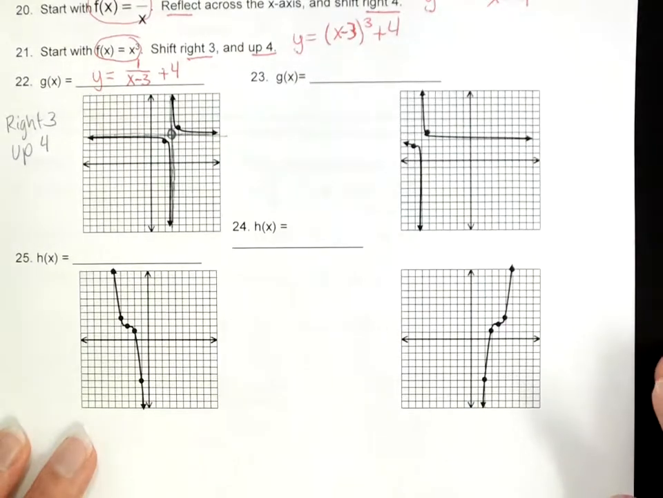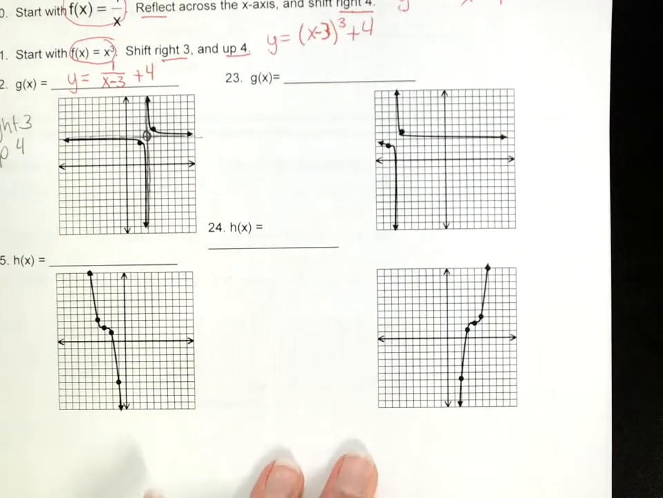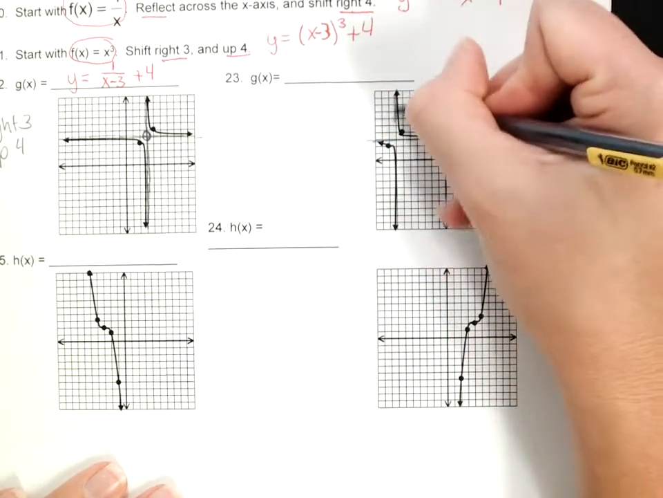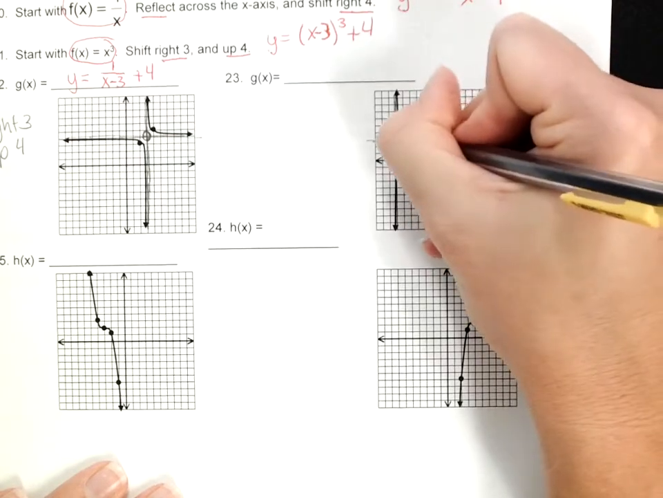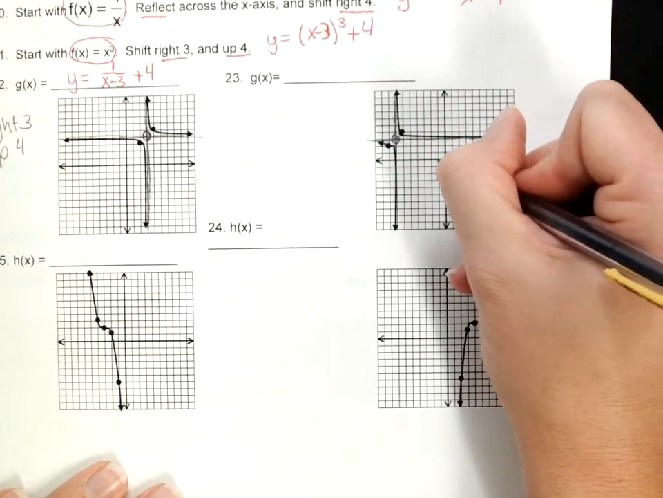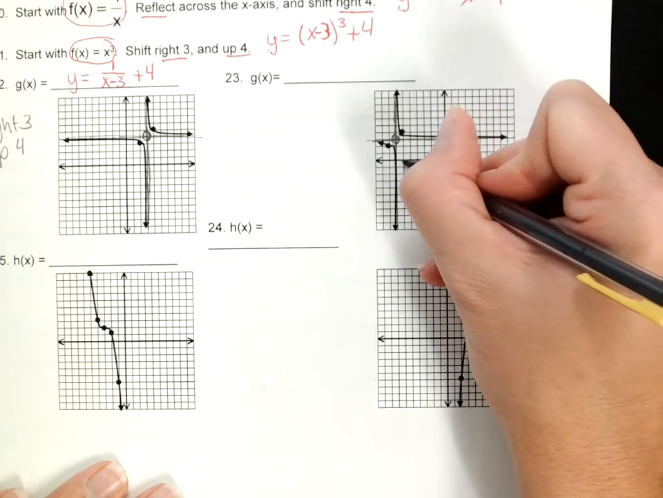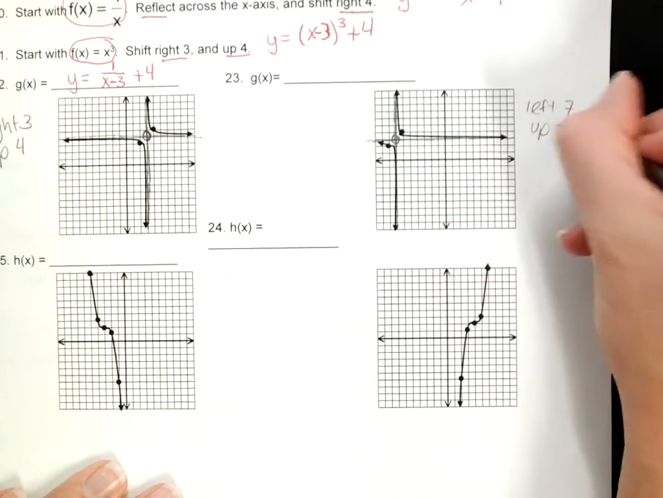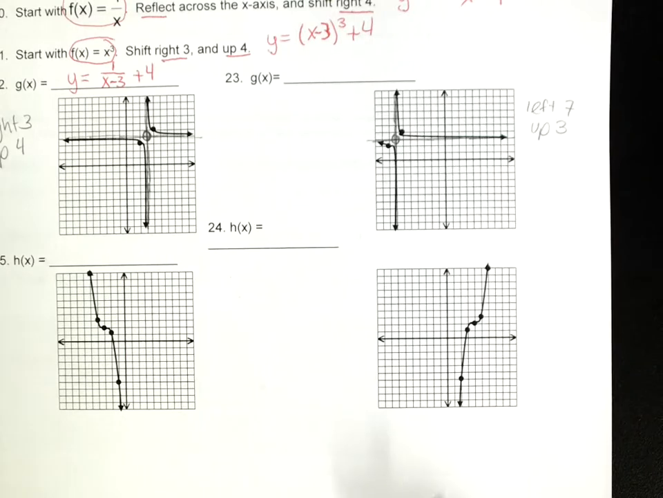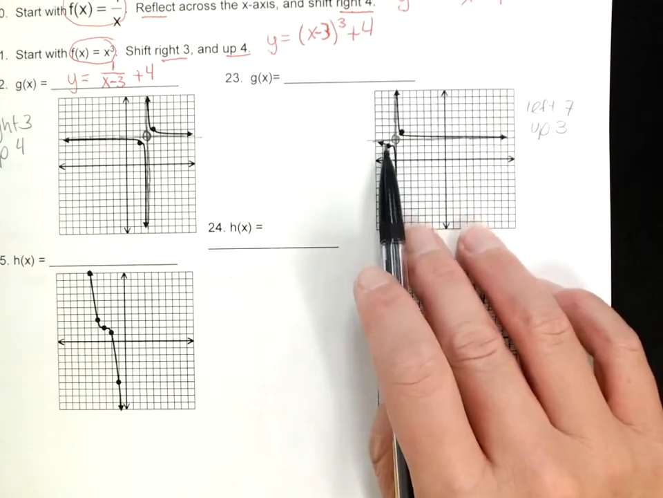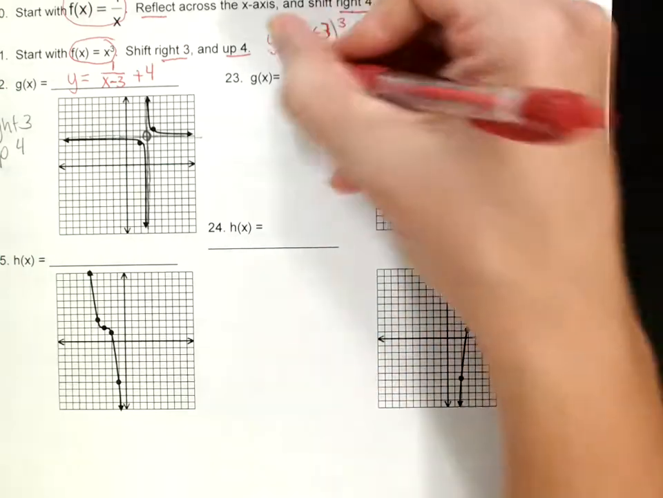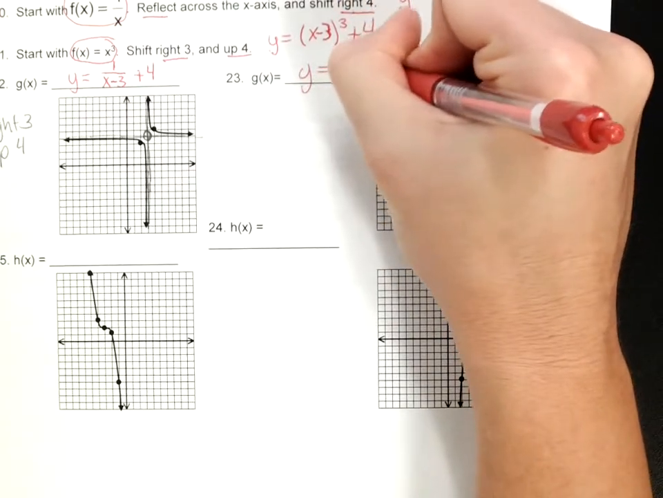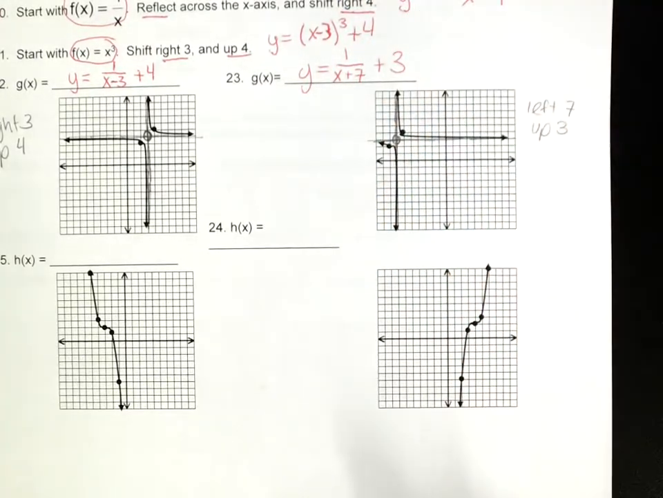Y equals, again, it hasn't been reflected because it's still 1, 1, and negative 1, negative 1. So y equals 1 over, because it's a rational, x minus 3 inside, for the right 3, plus 4 on the outside. Same thing with this next one. It's another rational. I really do think it helps. Find these lines and follow them until you can find those points where that new 0, 0 is, right here. This graph has moved to the left, 1, 2, 3, 4, 5, 6, 7, and up 3. It hasn't been reflected because, again, we're at 1, 1, negative 1, negative 1. So my equation is a rational. 1 over, left 7 goes inside as a plus 7. Up 3 goes outside as a plus 3.